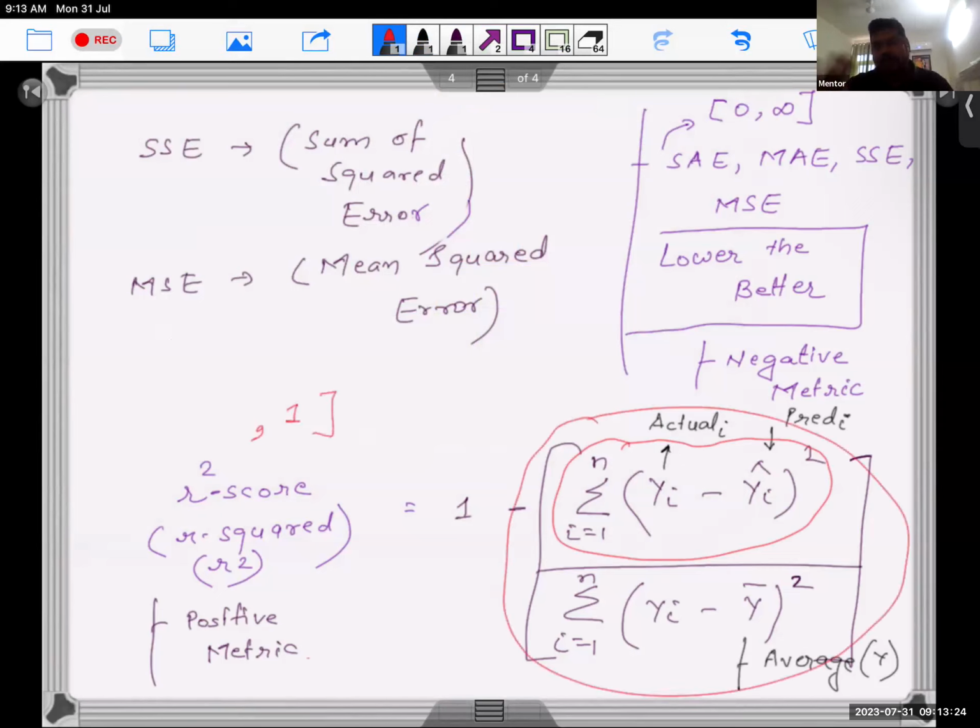Let's call it negative sum of absolute errors. What happens now? Which is higher? Minus 10 or minus 20? Which is higher? Minus 10.